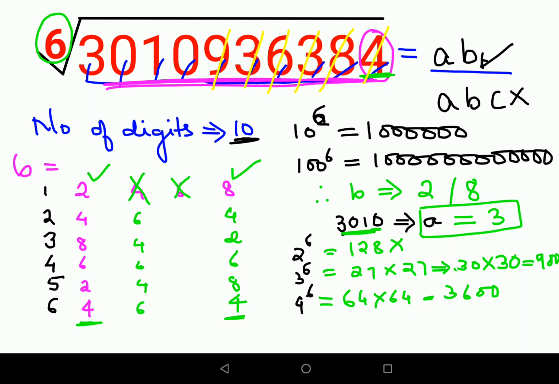So now what we can say is that the answer for this entire root will be either 32 or 38. Now why like that? Because for A, we knew the answer is 3, meaning the first digit is 3, that is final. But for the last digit, we had two options, right? 2 or 8. So the answers can be 32 or 38.